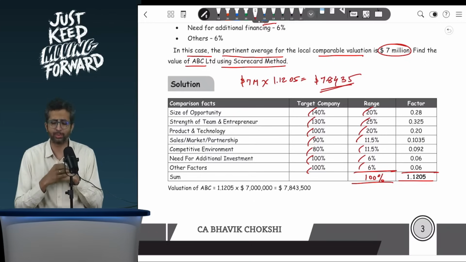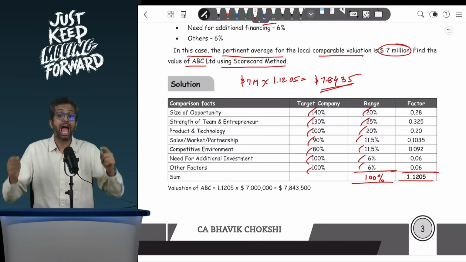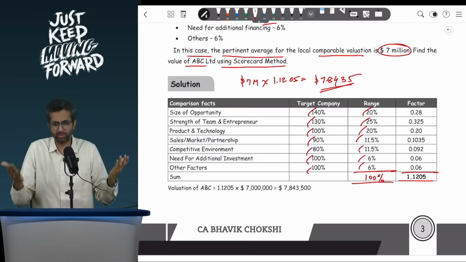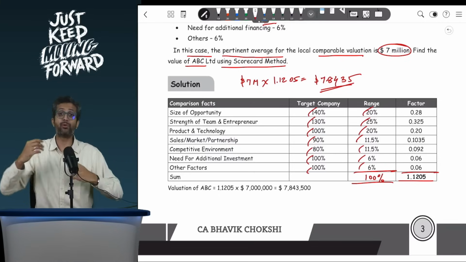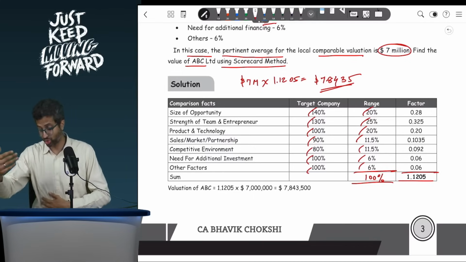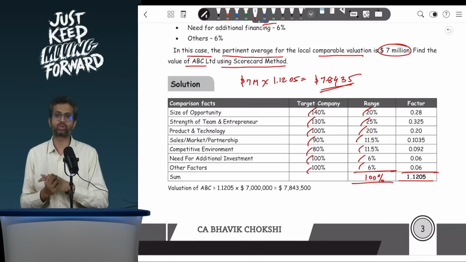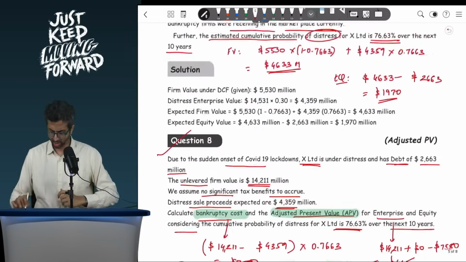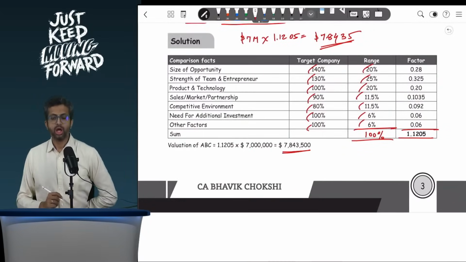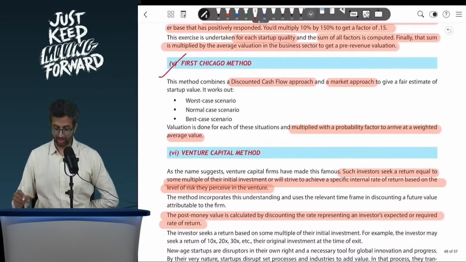So basically, under the scorecard approach, you will have around 6 or 7 factors where you will assign weights, and then you will compare your company as compared to the average industry player on each of these parameters and find your overall weight as compared to the average company. So if you are 1.12 times better as compared to the average company, then your valuation should be 1.12 into $7 million, that is $7.84 million, as you can see over here. This is $7.84 million. Okay, next you have something called the First Chicago method.